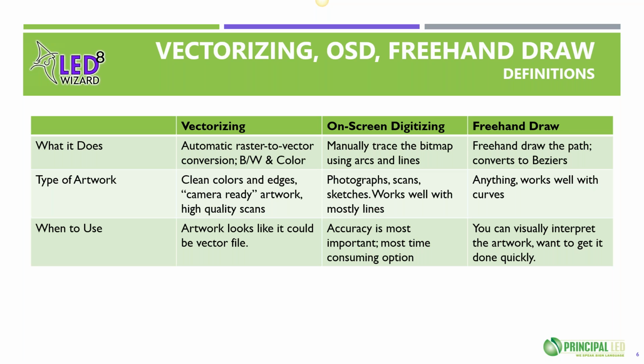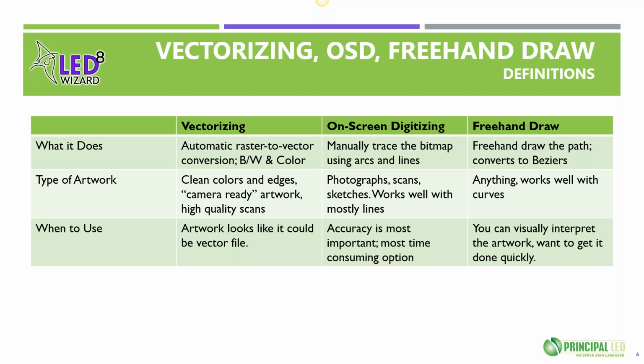Okay, so those are kind of the three options, what they are and when to use them. In some cases, it's completely up to you as to which you think will work the best. Maybe you try vectorizing. Did I get good results? If I didn't, maybe I'll have to on-screen digitize it. Or maybe it's just something I want to really quickly draw a path for my LEDs.